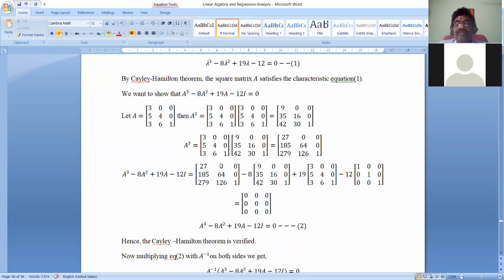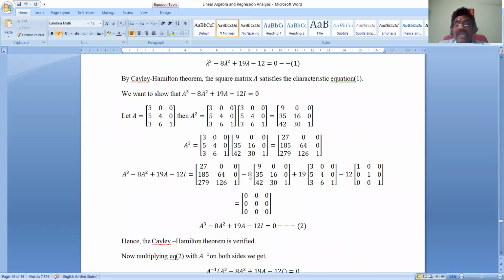Now 27 minus 9 8s are 72, 3 19s are 57, 27 plus 57 minus 12. So that becomes 0. In the same way, 0 minus 0, 0 minus 0, 0 minus 0, that is also 0. Next, the third element is also 0. Next, 185 minus 8 into 35 plus 19 into 5 minus 12 into 0, that is also 0.